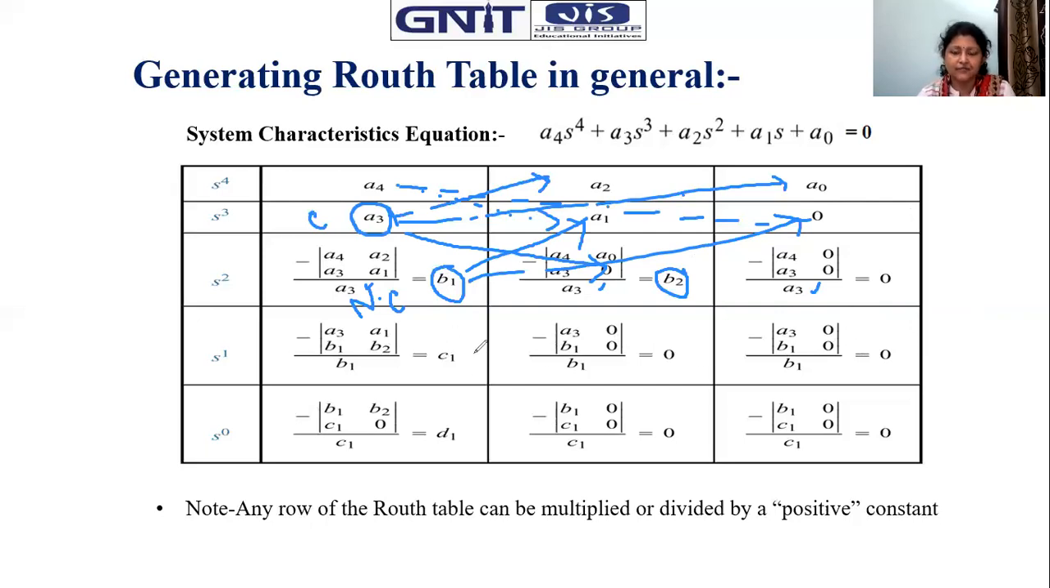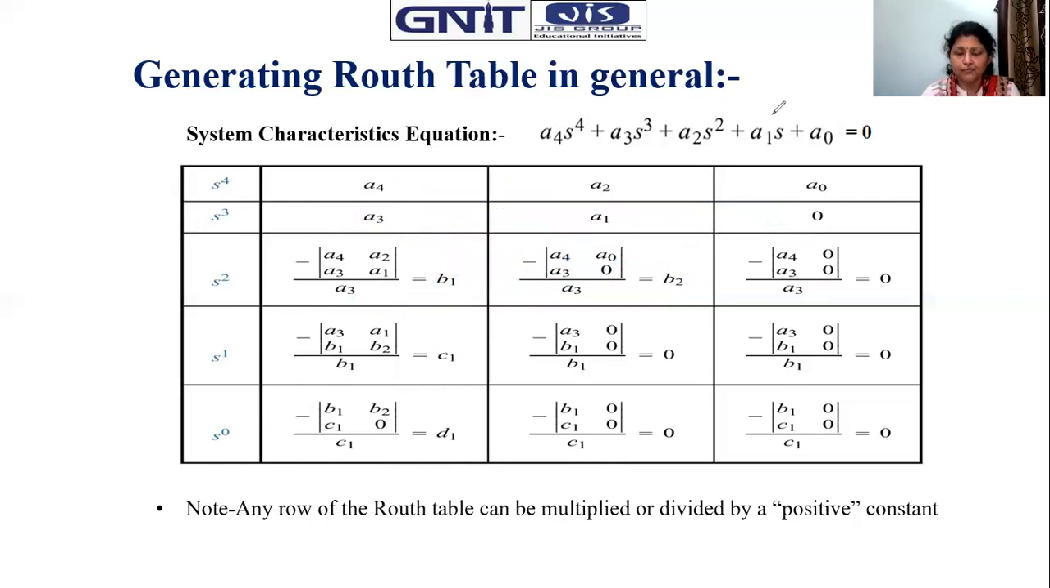Now, as we are getting C1, then C2, then C3, we will calculate now for B1. How to calculate? Again, the new center is C1. Like this way, it will continue. For C1, we are getting C1 into B2 minus B1 into 0 divided by C1. So ultimately, we will get the row for s to the power 0. Now s to the power 0 is the lowest order, so that's why the table ended over there. Like this way, we will continue, and we will get the general representation of the Routh table.